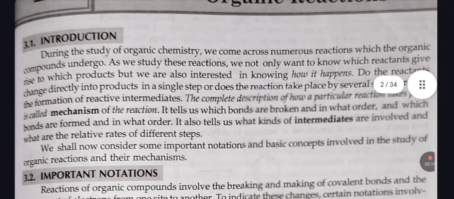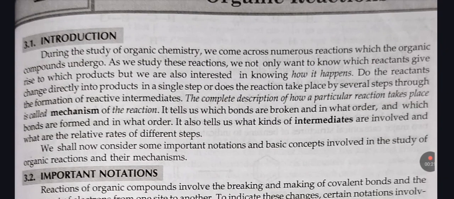During the study of organic chemistry, we come across numerous reactions which organic compounds undergo. As we study these reactions, we not only want to know which reactants give rise to which product, but we are also interested in knowing how it happens. Do the reactants change directly into product in a single step, or does the reaction take place in several steps through the formation of reaction intermediates?